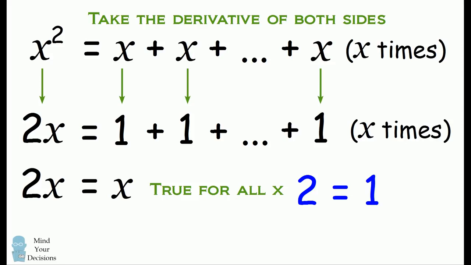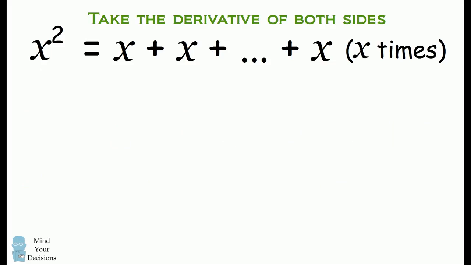I bet if you pose this to your math teacher, many times your math teacher won't know exactly where the proof went wrong. But I'm going to show it to you so that you can explain to your teacher why this proof isn't correct. The beginning equation is correct. X squared is equal to x plus itself, a total of x times. When we take the derivative of x squared, we get 2x. That's correct. But the mistake comes at this step.